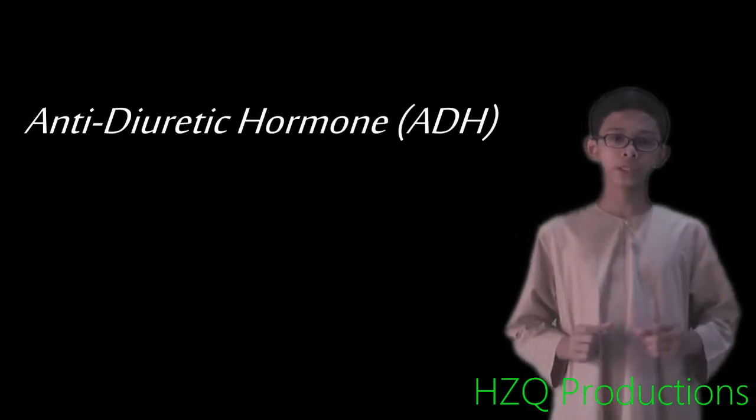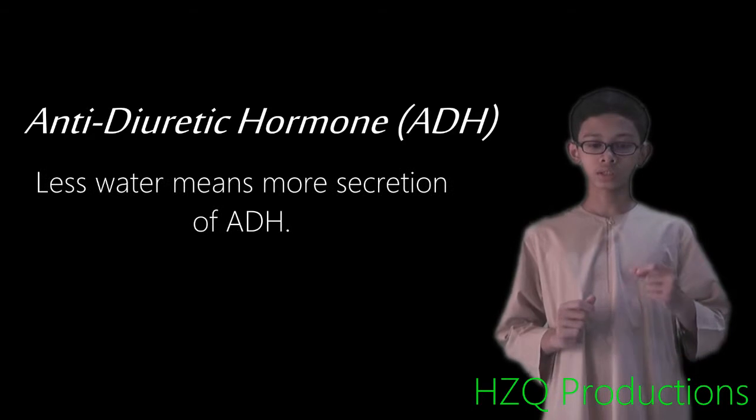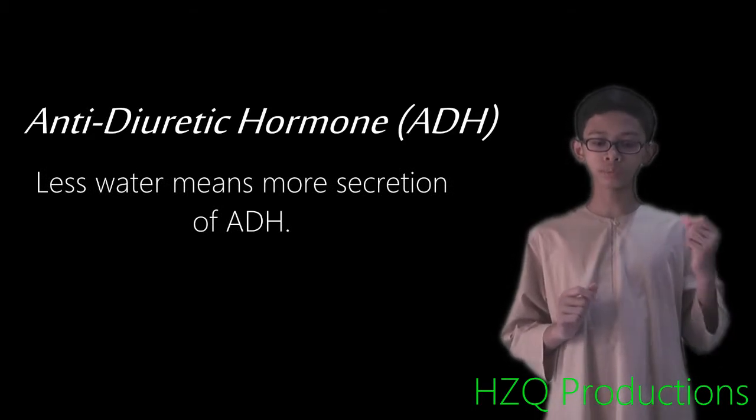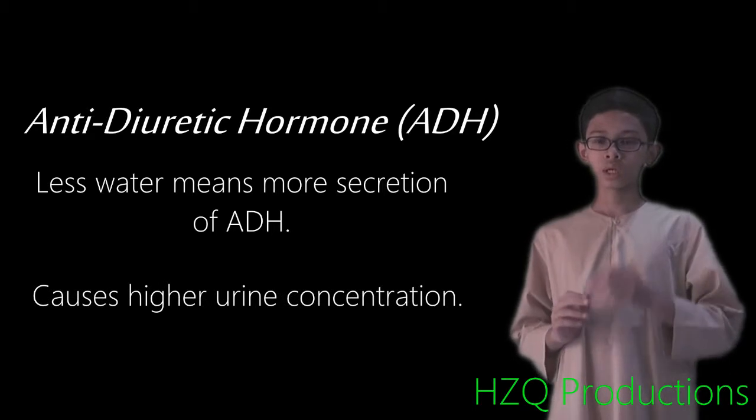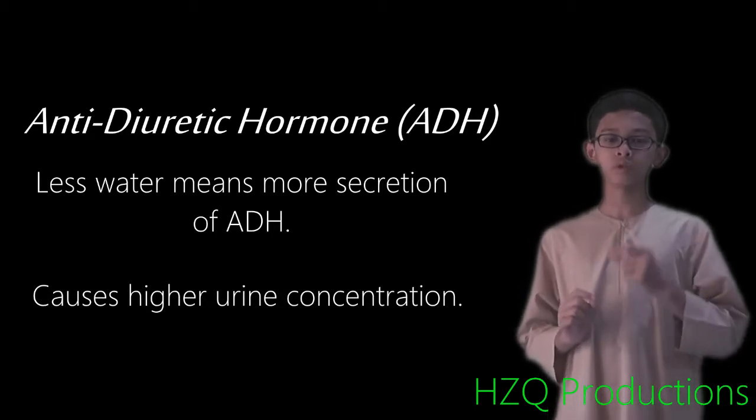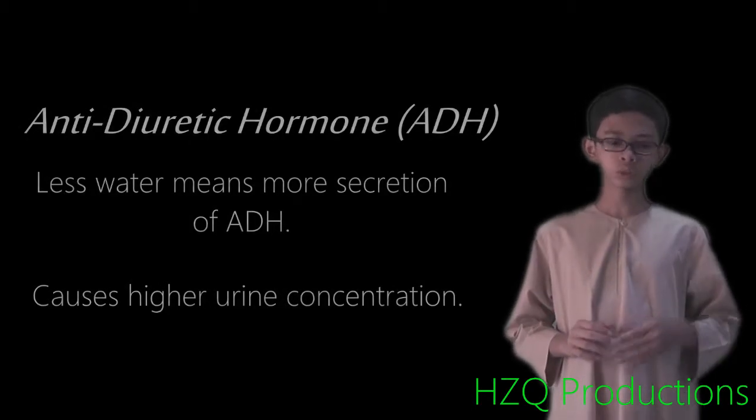Now keep in mind the ADH, or in other words, antidiuretic hormone. If you drink less water, more ADH will be secreted, as the ADH is needed to increase water absorption, and this will lead to very concentrated urine, which makes your urine very yellow.